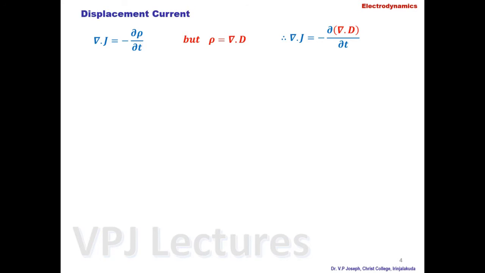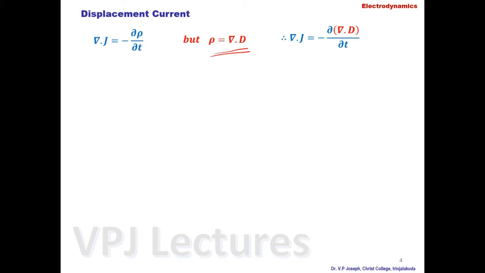Okay, so we will start with the equation of continuity for time varying cases, and we will modify that equation using Gauss flux theorem. And then we are able to obtain an expression for a new current term, and we will call that the displacement current term. So del dot J is equal to minus dou rho by dou t. By Gauss flux theorem, we have rho is equal to del dot D. That is, del dot D is equal to rho, or del dot E is equal to rho by epsilon 0.